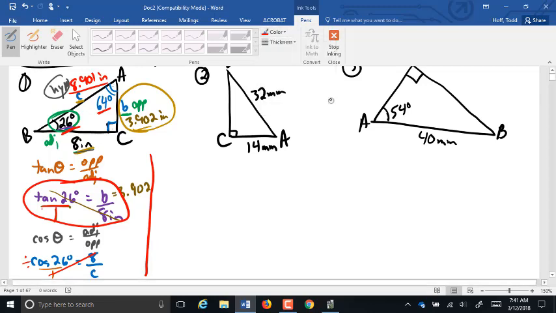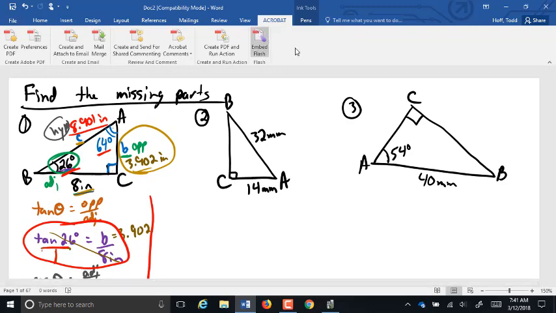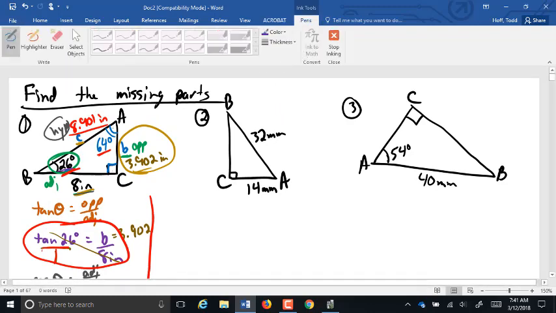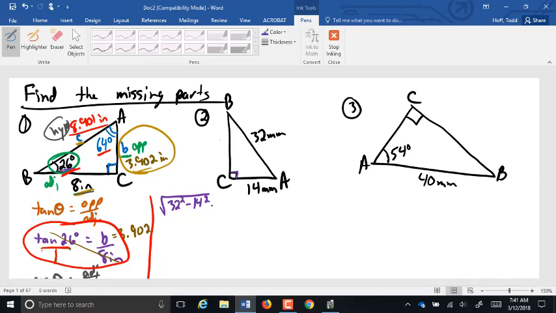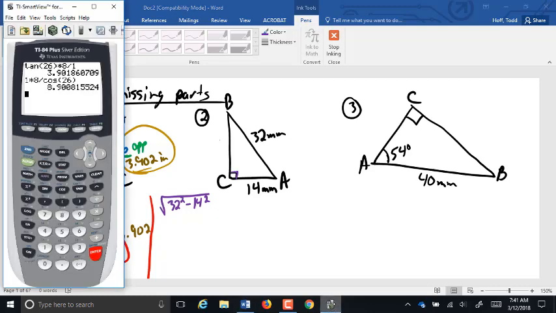For number 2 here, we're not given any angles, we're given sides. The only angle we're given is the right angle. To find this side here, I'm going to use a squared minus b squared equals c squared. Why did I do 32 squared minus 14 squared? Yes, the 32 is the hypotenuse, and I'm looking for a leg. Very good. So I'm going to do the square root of 32 squared minus 14 squared.